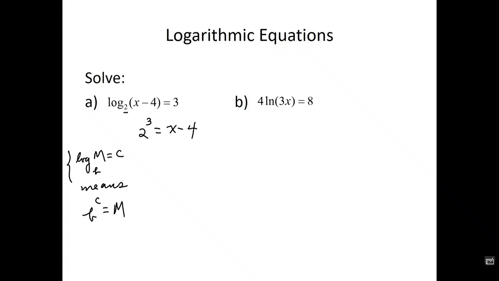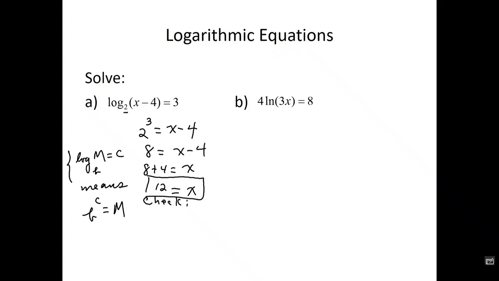All right, so now we can solve this equation. 2 cubed is 8. 8 is equal to x minus 4. So therefore, 8 plus 4 is equal to x. So x is equal to 12. All right, let's check it. Let's check to make sure that this is a good solution.